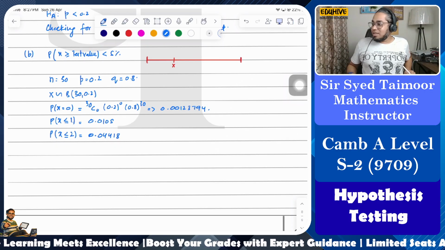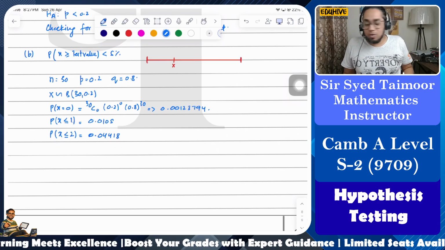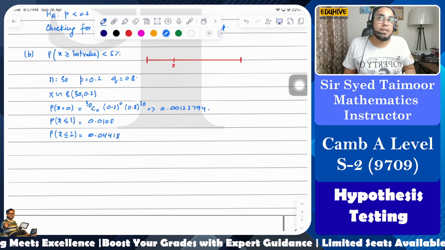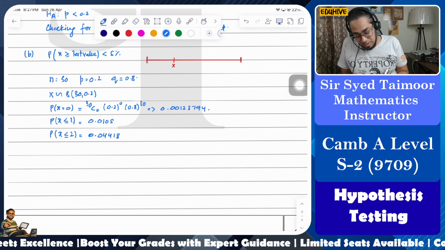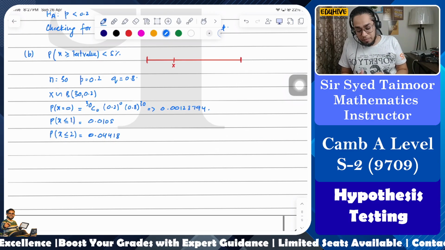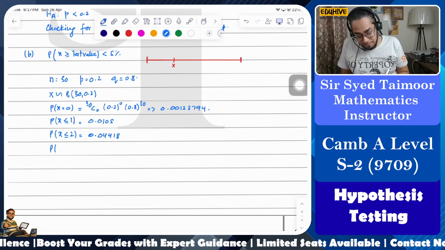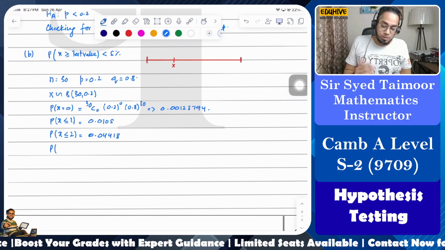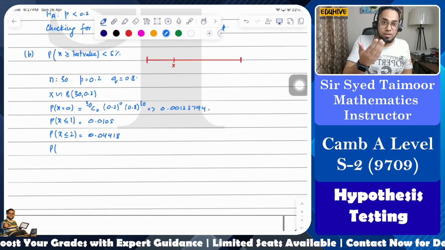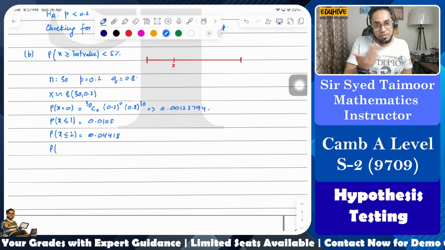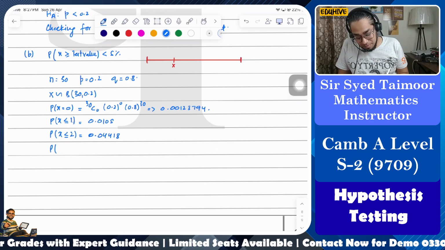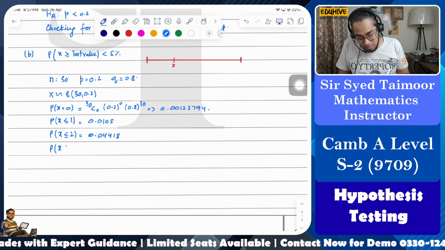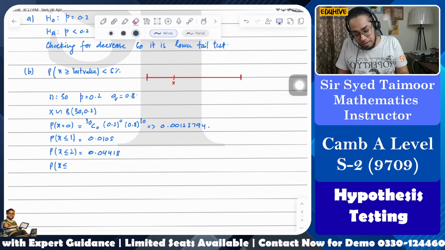Okay. What is it? 0.04418. Then when we get higher, it means we will select the lower one. Yes. And this is no.